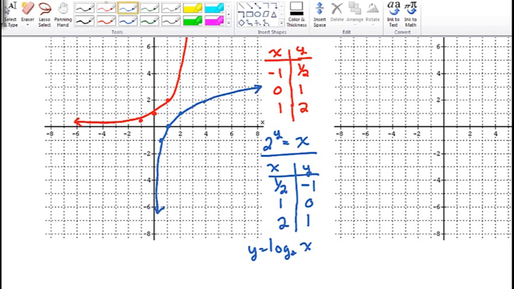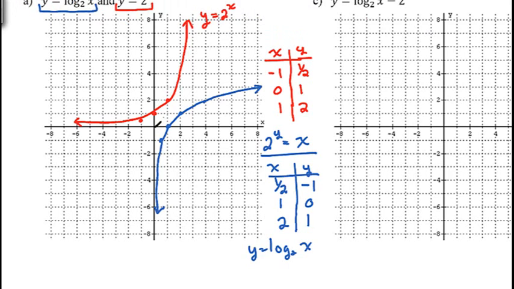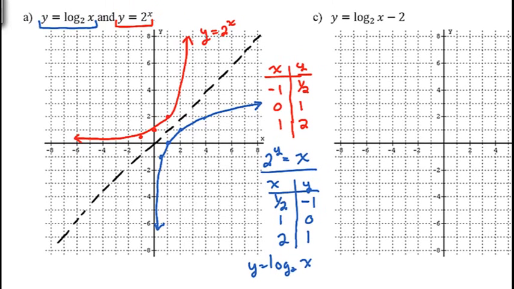Okay, so now if I draw in as a dashed line the line y equals x, you'll see that these two are reflections across this line y equals x from one another. And so this y equals log base 2 of x is the inverse function for y equals 2 to the x. So these two functions are inverses of one another.